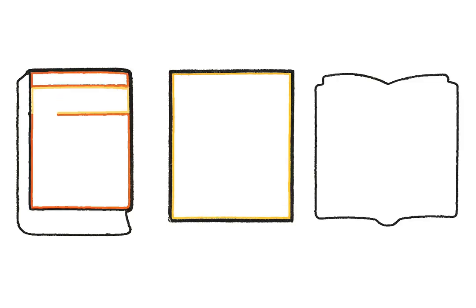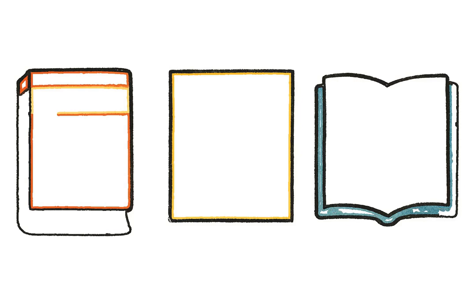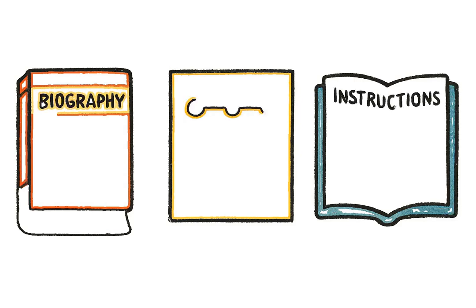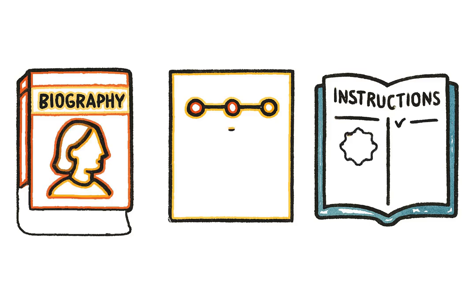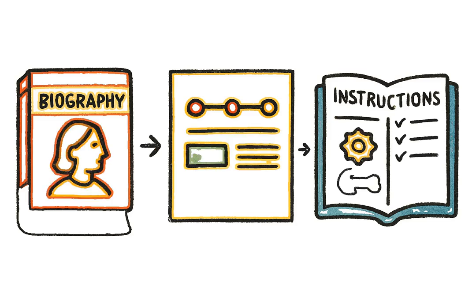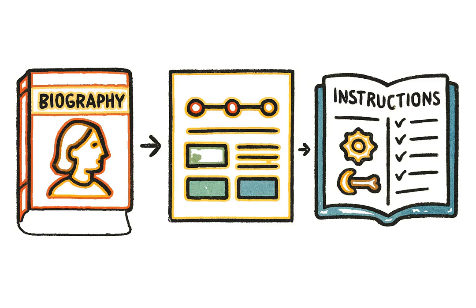You see it everywhere. A biography tells a person's life story from birth to death. A history book explains how one event led to the next over decades. And a good set of instructions guides you through a process, one logical step at a time.